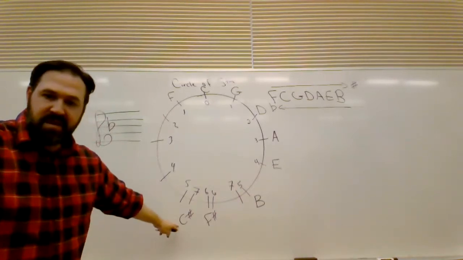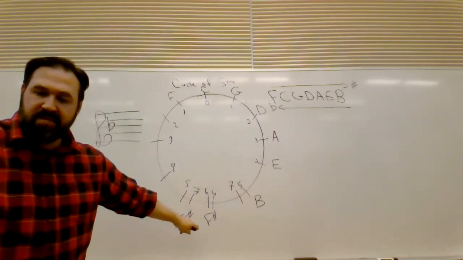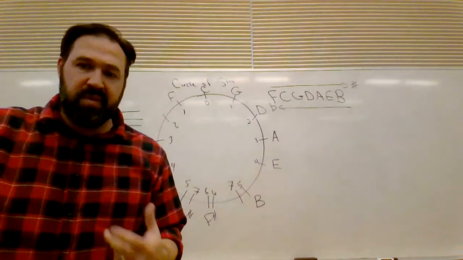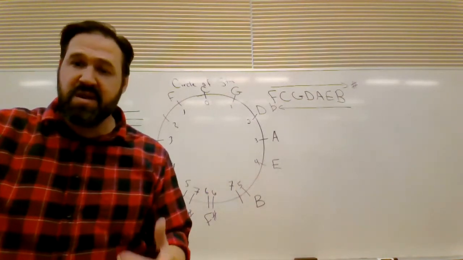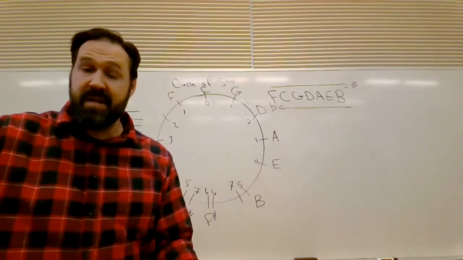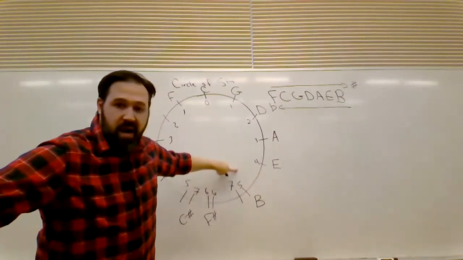Just like the sharps. Why are these called C sharp and F sharp? It's because they have sharps that are applied already in the key signature, and so their name has to be applied as a sharp name. All the other ones here do not.